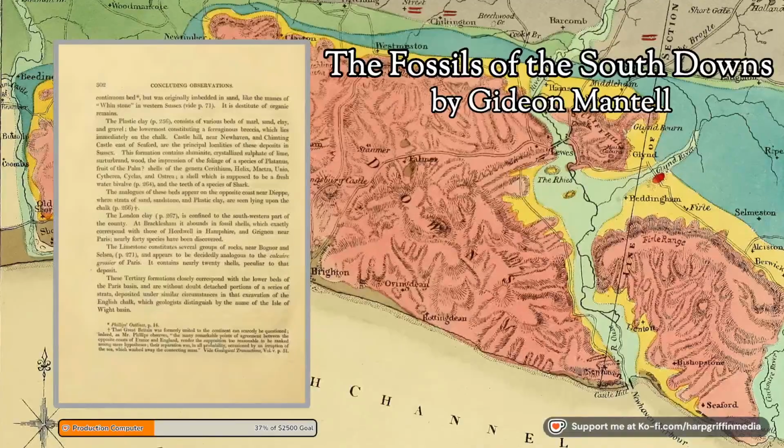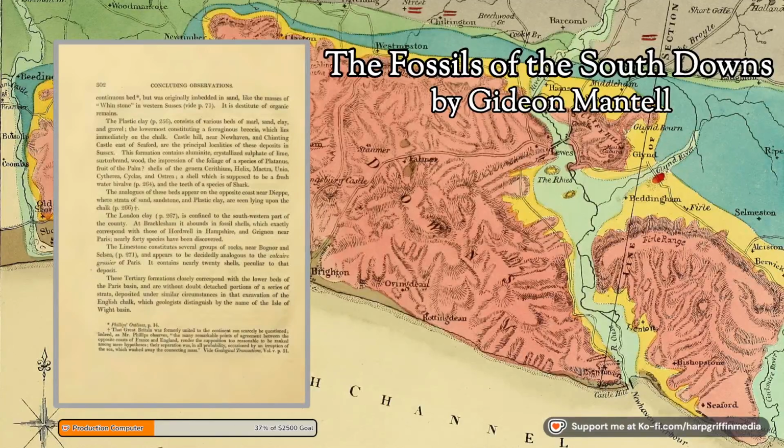The plastic clay, page 256, consists of various beds of marl, sand, clay, and gravel, the lowermost constituting a ferruginous breccia, which lies immediately on the chalk. Castle Hill, near Newhaven, and Chimting Castle, east of Seaford, are the principal localities of these deposits in Sussex. This formation contains aluminite, crystallized sulfate of lime, surturbrand, wood, the impression of the foliage of a species of platanus, fruit of the palm, shells of the genera Cerithium, Helix, Mactra, Unio, Cytherea, Cyclus, and Ostrea, a shell which is supposed to be a freshwater bivalve, page 264, and the teeth of a species of shark.